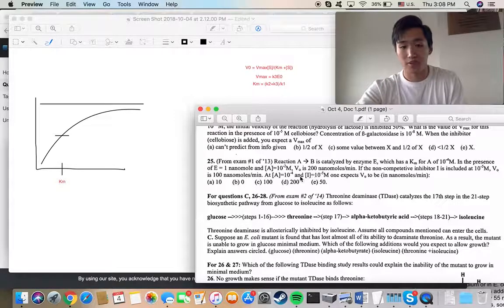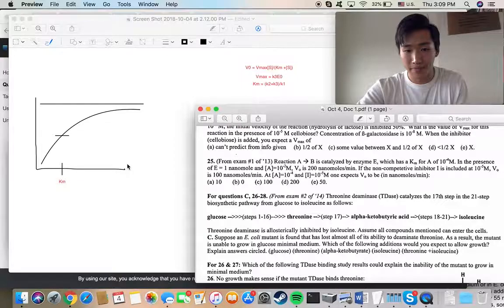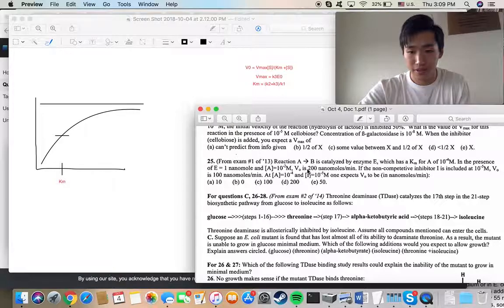So this is kind of the first important thing to pick up on. If you're going to have a concentration 100 times the Km, V0 is probably going to be pretty much Vmax. So you can kind of read this as saying Vmax is 200 nanomoles per minute.